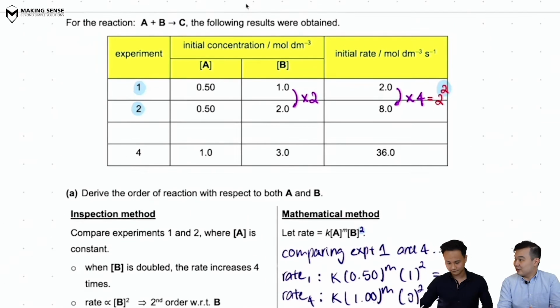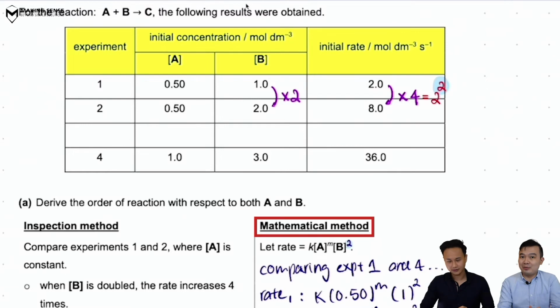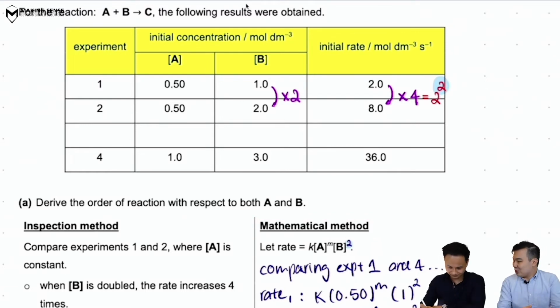Wow, this eyeball method is really fast. Powerful. Yes. So let's find the order of A then. Sure. So wait, to find the order with respect to A, then I need to keep B fixed, but I don't see that. Right, so therefore we cannot use the eyeball method, we cannot use the inspection method, we have to use this new thing called the mathematical method. Okay. So how do you do that, Mr. Tim then?